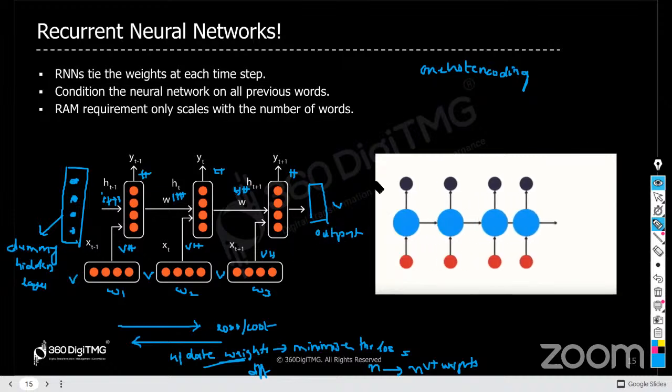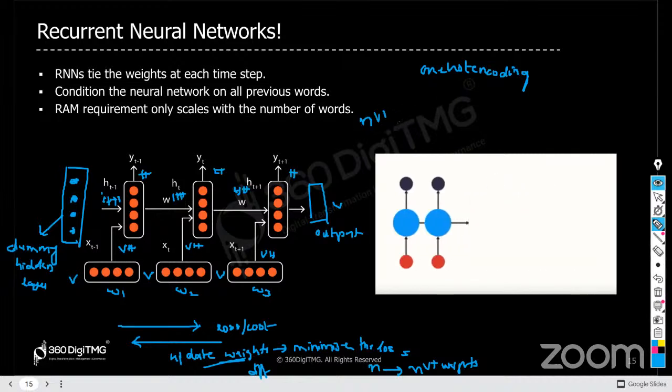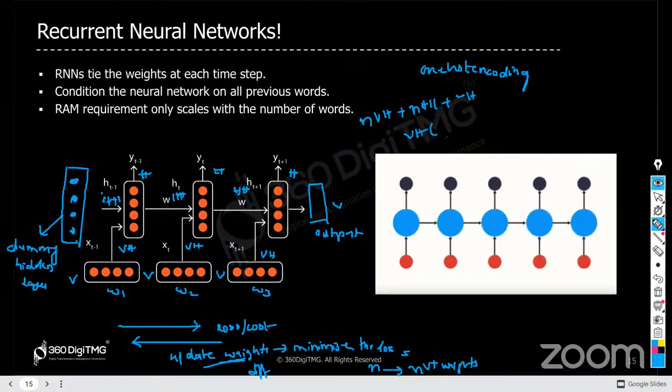Then what we are finding: if you have n words, how can I find the weight? For n words, what is the weight for these? N into VH. And for these, if I have n, what is the weight? N into HH. And the last one that we have is VH. If you take VH as common, what we will get? This is n plus 1 into VH plus n into HH. This is what we will get.